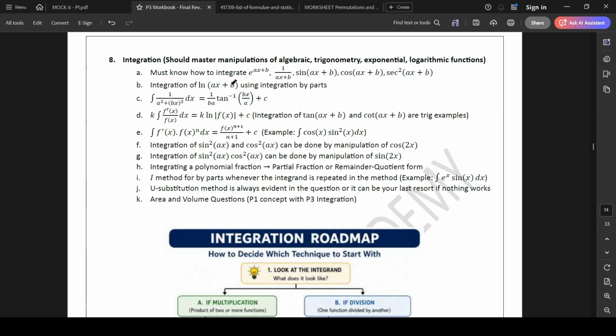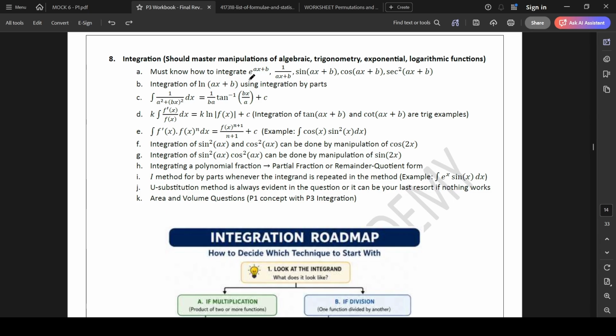So the first key pointer is you must know how to integrate the bare minimums that I'm highlighting on the screen. You should know that the integration of the exponential term is the exponential term. You should know that the integration of the reciprocal term will be in the form of ln. You should know that the integration of sine will become minus cos, cos will become sine, sec square will become tan. And along with that, you should also be good with the reverse chain rule.